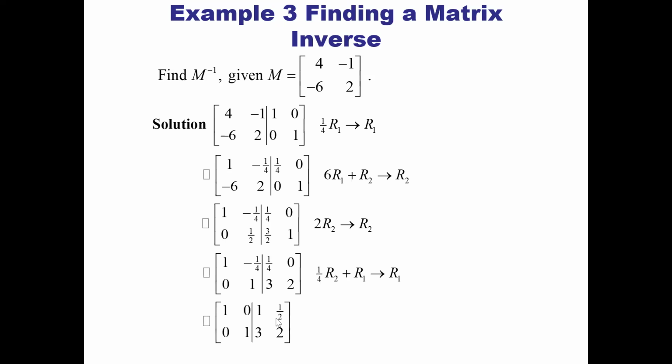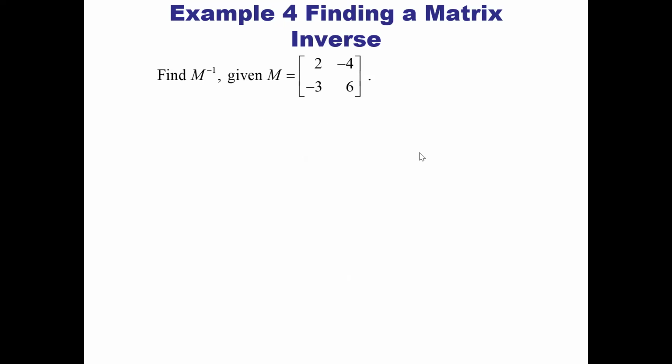And when we do, this is going to be our inverse. So m inverse is just 1, 1/2, 3, 2. All right. Now we could always check and multiply m inverse times m, and if we get identity out, we'll have the correct answer.